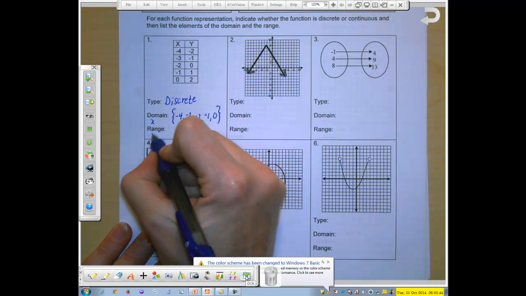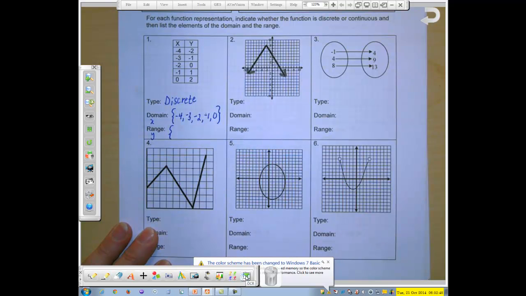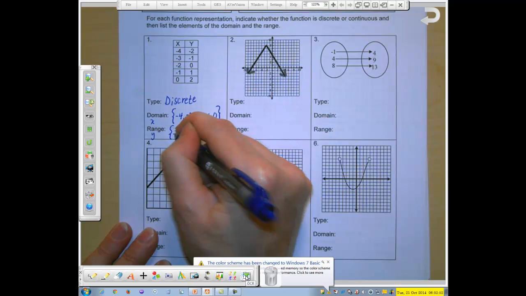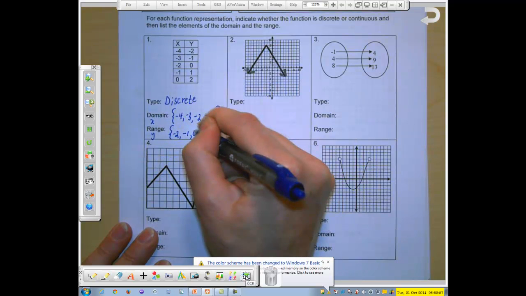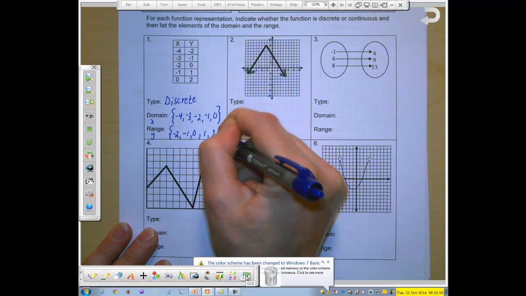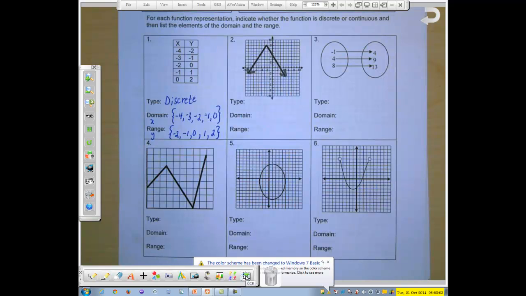The range is the y values. So again, we're going to use set notation, which is these squiggly brackets, and we're going to list all the y values from smallest to largest. So that's our domain and range of a discrete function. We're going to skip number 2 and go back to that at the end. So let's go over to number 3.